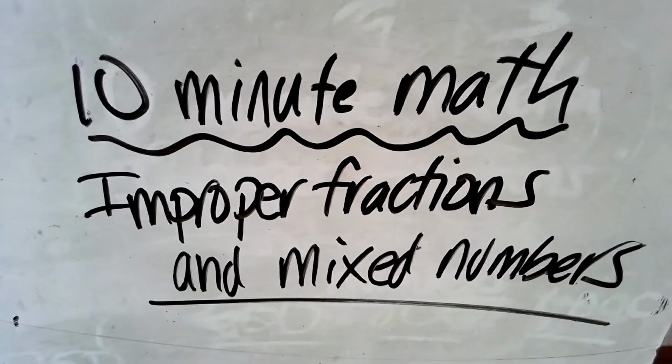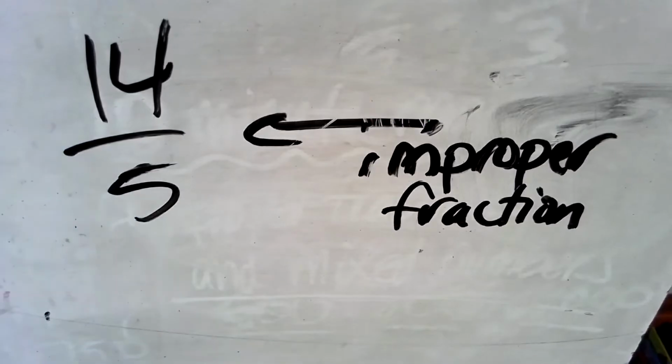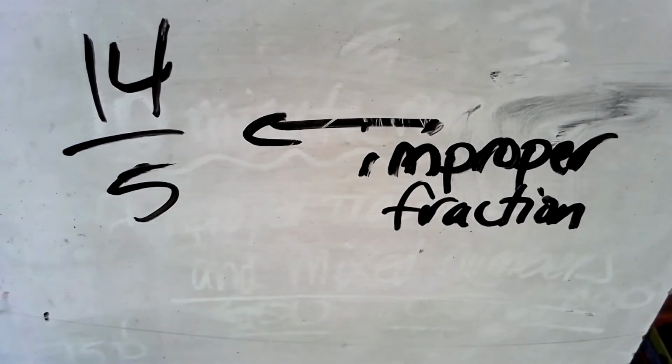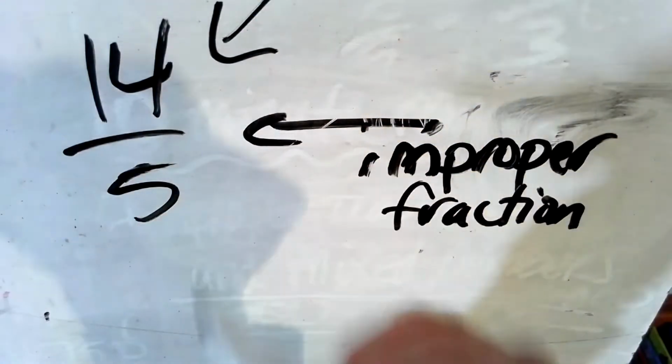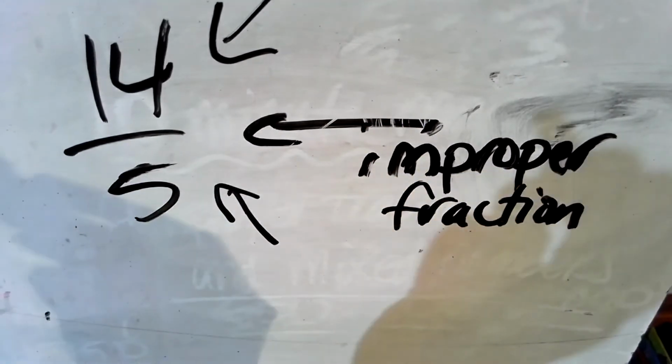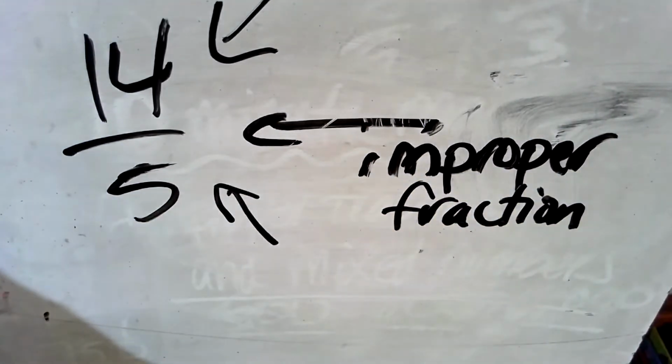Okay, guys, today's 10-minute math will be about improper fractions and mixed numbers, a review of those terms and how to convert from one to the other. 14/5, that's an improper fraction. It doesn't quite look proper because the numerator is bigger than the denominator. 14/5 is an improper fraction.